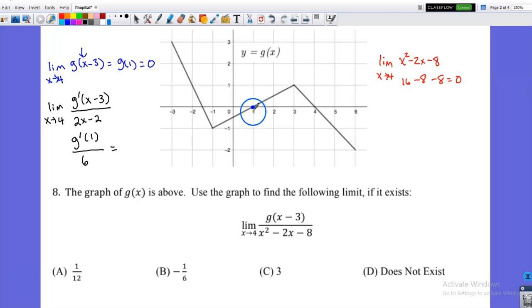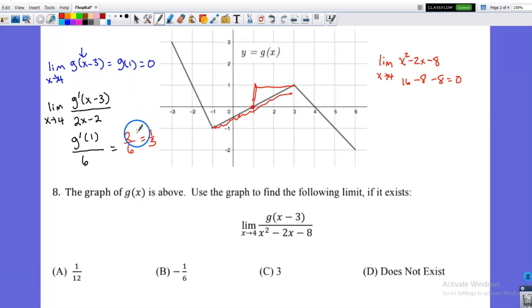So I need to find the slope at x equal to 1. The slope, g prime, the slope. Since this is on a line segment right here, the way that I'm going to find the slope is I'm going to rise 1 and run to the right 2. So the slope g prime of 1, or the slope of g at 1, is 2 over 6, which is 1/3, which is not an answer choice. So let's see if I made a mistake somewhere. Let me look at this carefully.